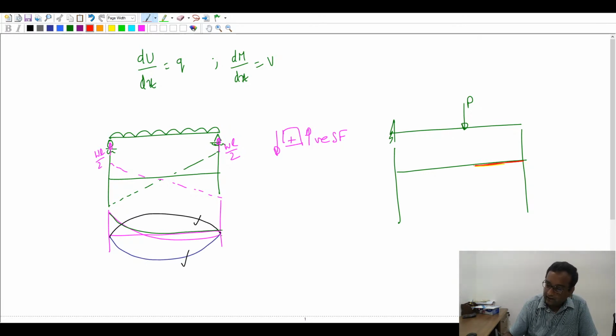Okay, and then it is going to be a constant value because you have applied a P there. It's a negative shear force according to the convention. So it's a negative shear force here. So you have it like this. Okay, this is a negative shear force. This is a shear force diagram with P in there.